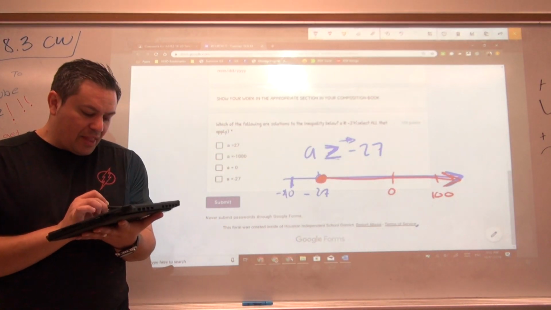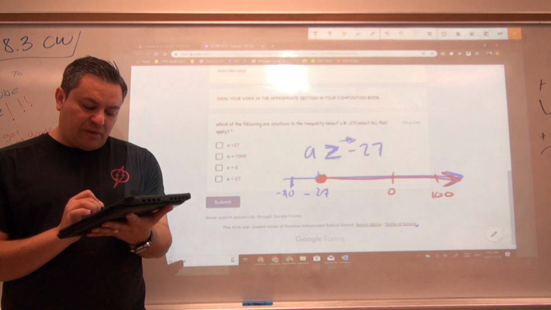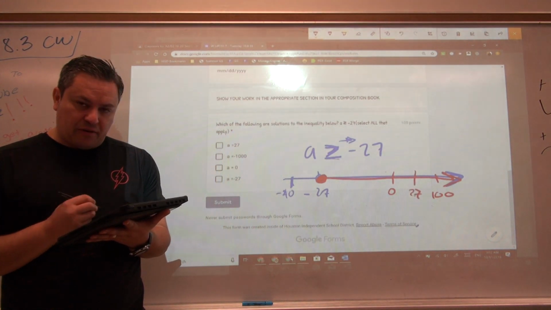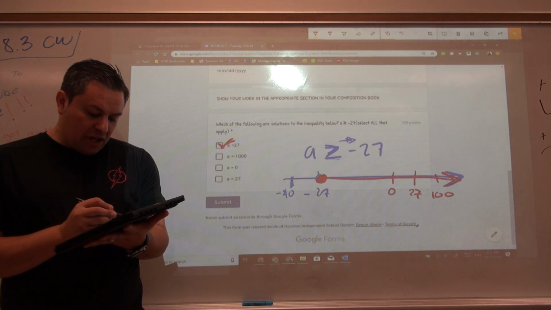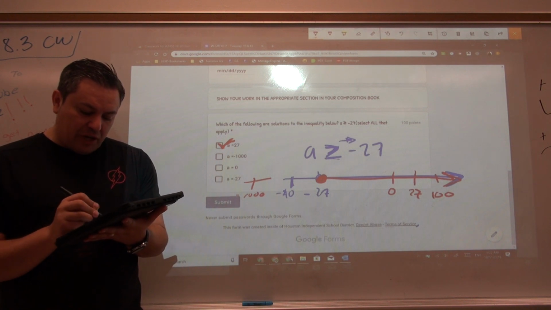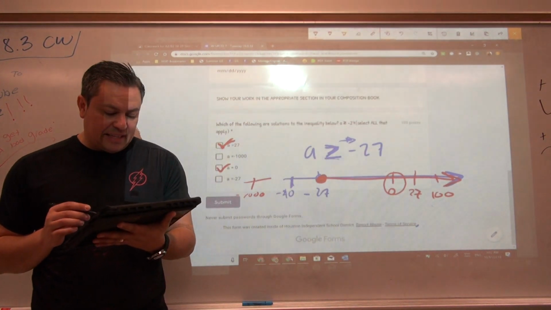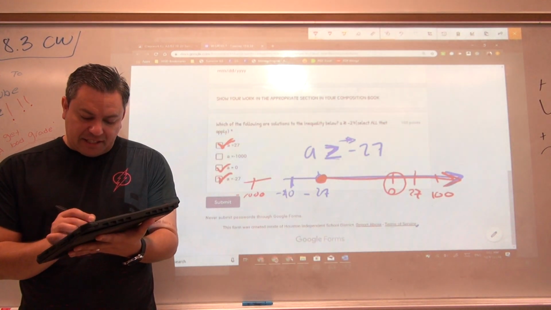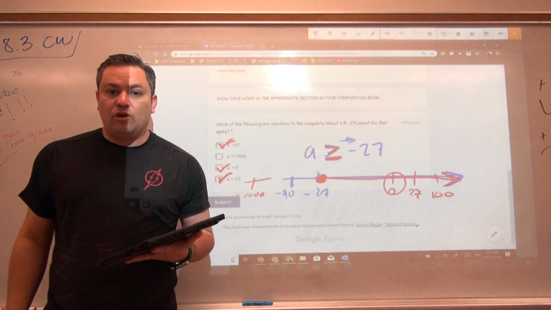So let's look at this. Is 27 more than negative 27? What side is it going to be, to the right or to the left? To the right. 27 is going to be somewhere over here, right? So yes. What about negative 1,000? No, negative 1,000 is going to be somewhere over here, right? So that is not. What about 0? Yes, it's right here. What about negative 27? Is negative 27 greater than or equal to negative 27? Yes, it's equal, so it matches because we have the equal sign right here. It's greater than or equal.